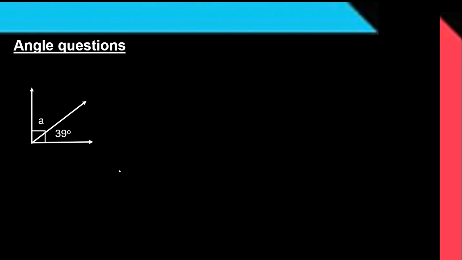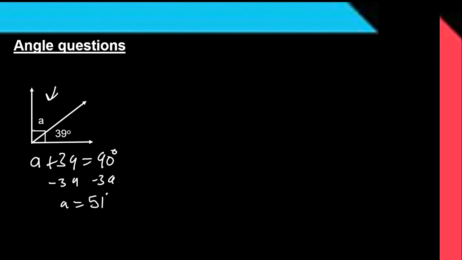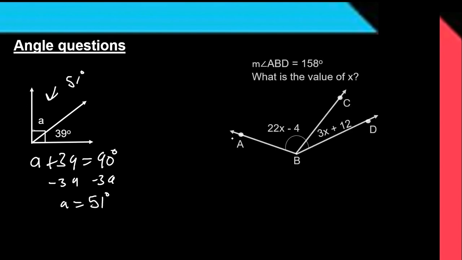Okay, so first one, we have some information and I'm going to work out the size of angle A. Based on this diagram, I know that I have a right angle. I know that's a right angle based on this symbol here. So I know that A and 39 equals 90 degrees. I would subtract 39 from both sides. So I know that A equals 51 degrees. Nice and easy.